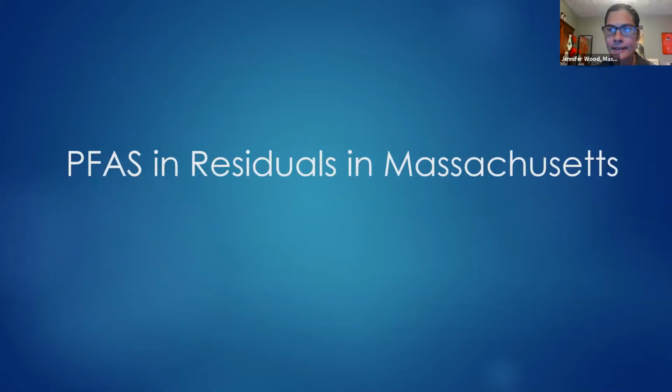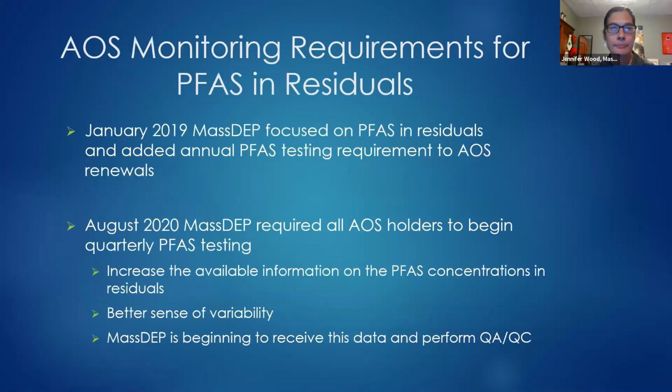So how about PFAS in residuals in Massachusetts? Let's look into that. In January 2019, as we started getting a lot going on in 2019, MassDEP focused on PFAS in residuals and added annual PFAS testing requirements to AOS renewal. AOS being those documents that Leldon was describing previously for residual use in Massachusetts. That was in January 2019.